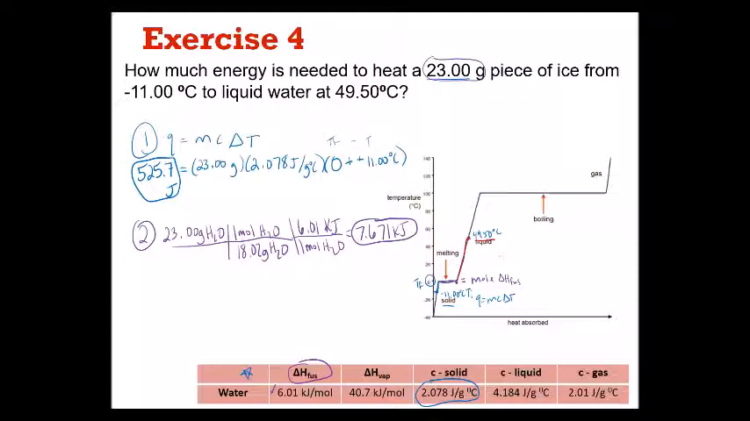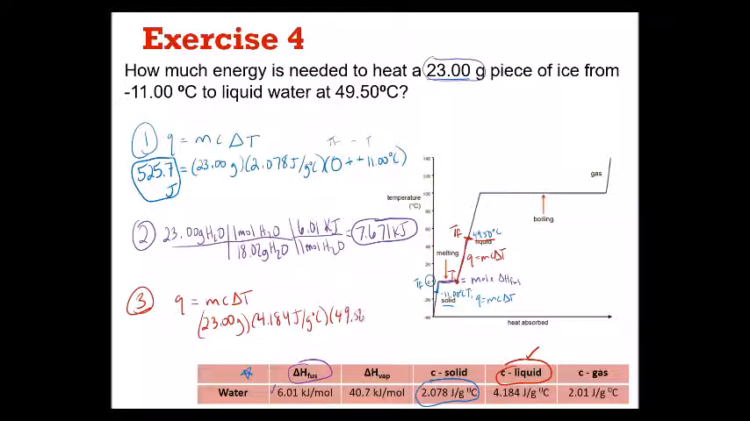49.50 degrees Celsius. So now we're back in Q equals mcΔT territory, but it's in liquid form, so we have to use our liquid specific heat. This is the third step here. So Q equals mcΔT. The mass is still 23, that's easy. In this case now, it's 4.184 joules per gram degree Celsius. Now, the initial and final temperatures, let's think about this. At this point, we're starting at 0 degrees Celsius, so that becomes Ti. At the end, we're ending at 49.5, so that's our Tf. So working ourselves up the curve. Except I put 45, it should be 49 here.